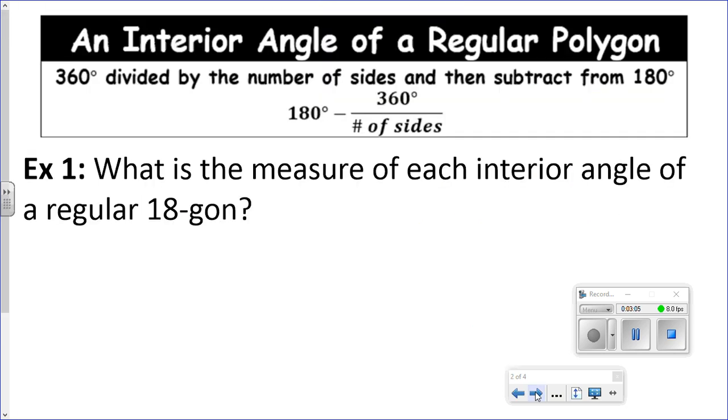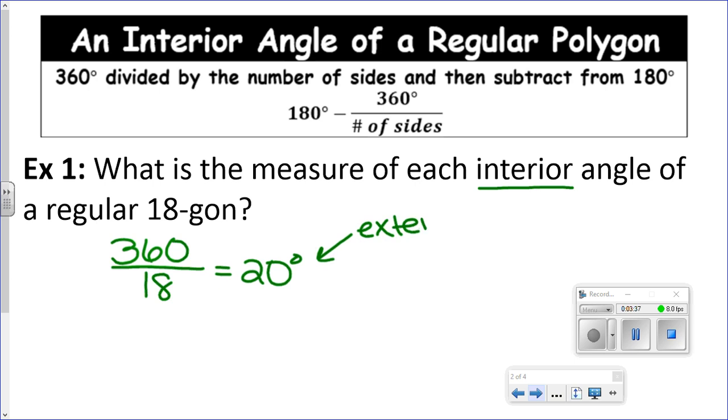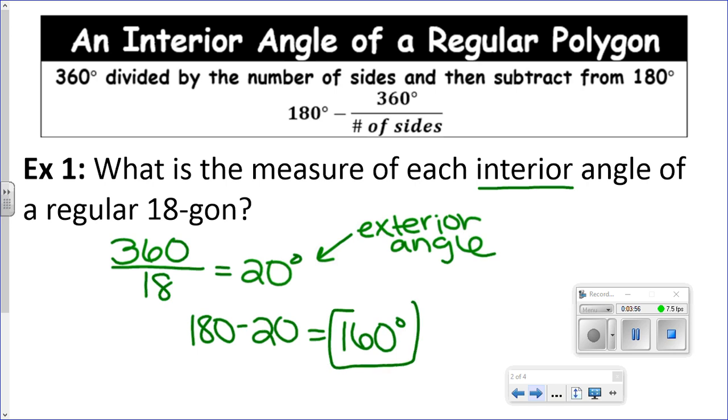Okay? So now let's look at example 1, because this one doesn't have a picture. It says, what is the measure of each interior angle of a regular 18-gon? Because I know I want an interior angle, I'm going to find the exterior angle. So I know 360 divided by 18 gives me 20. So I know that this 20 degrees is an exterior angle. And now, because I know the exterior angle, I can find the interior angle, because the interior and exterior make a linear pair. So I can do 180 minus 20, and it equals 160 degrees. So I know that one interior angle is 160 degrees. You can also find the sum of the interior angles of the 18-gon, which would be 18 minus 2 times 180, and then you can divide that by 18. You'll still end up with 160 degrees.